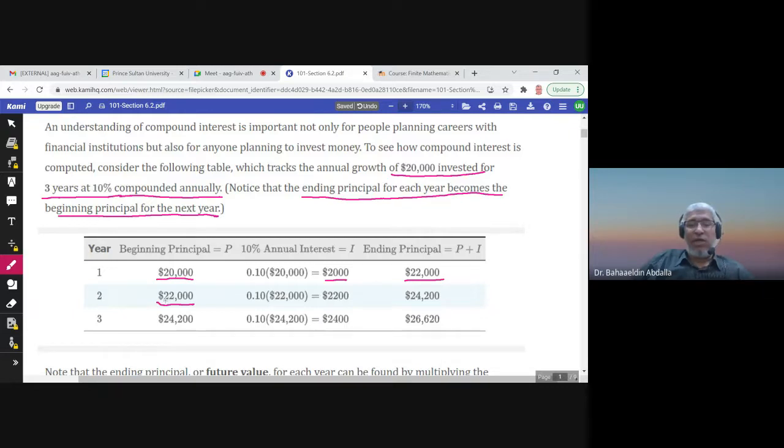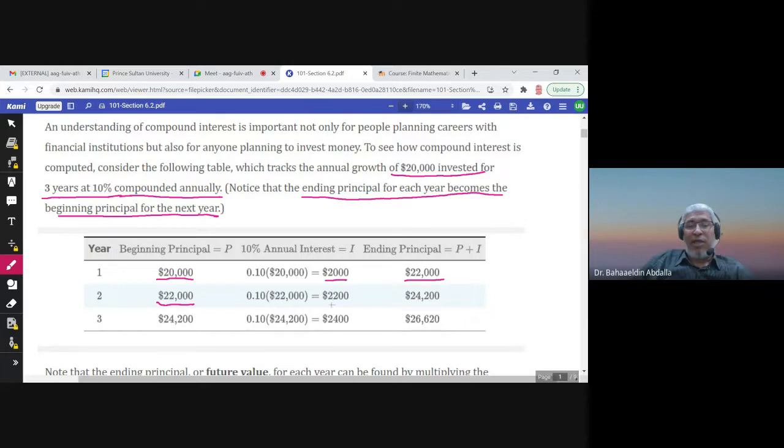This is not like simple interest. In simple interest, if 20,000 works for 3 years, then every year the beginning principal would be 20,000, no change. The interest is not added to the principal. But here, when we say compounded annually, this is what we mean. We add the interest to the principal. So 22,000 will work in the second year.